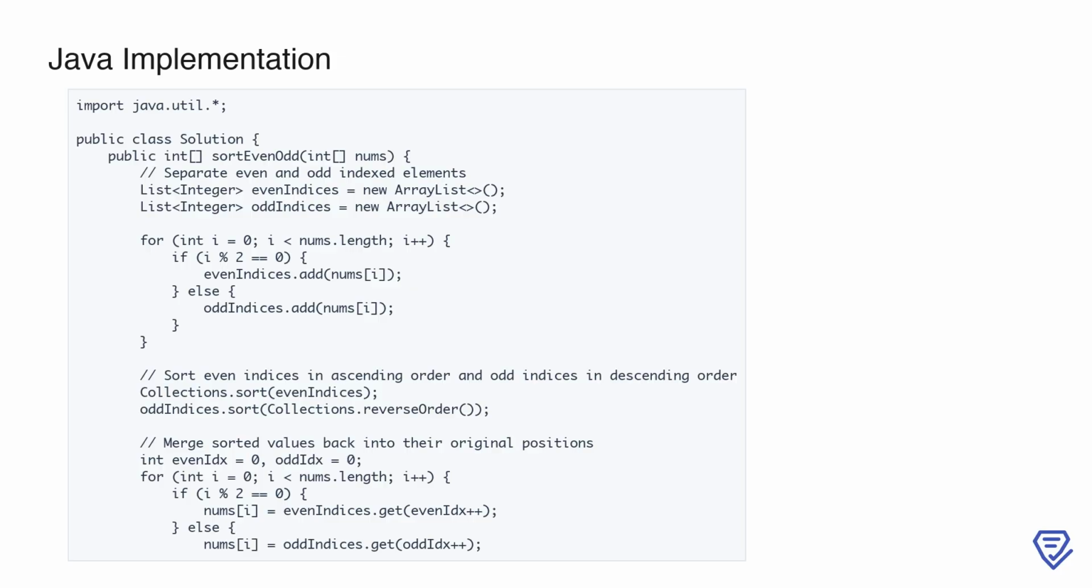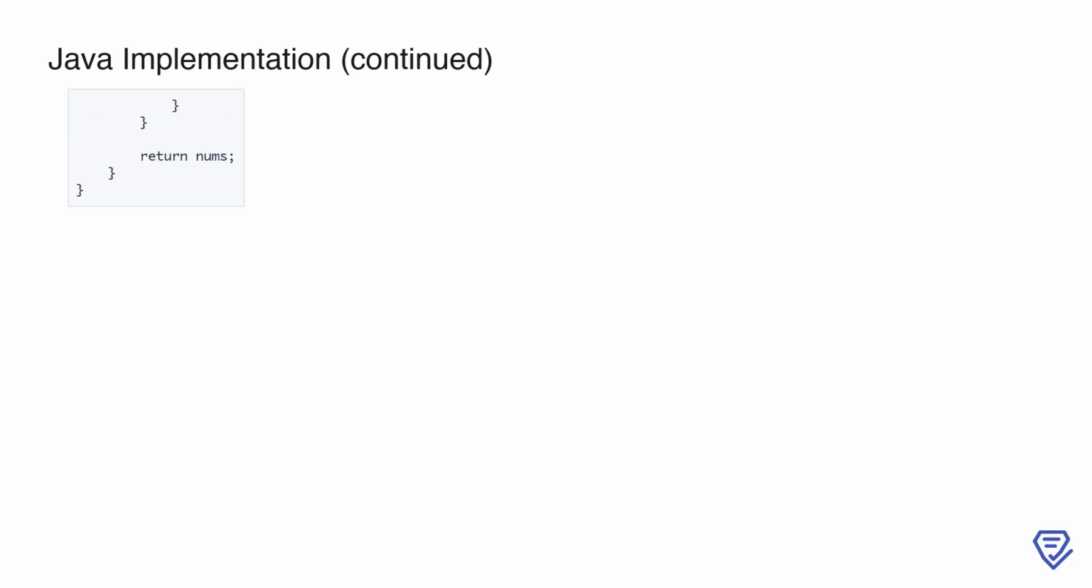In the second loop, we iterate through the array nums again. If the current index is even, we take the next value from even indices and assign it to the current position in the array, incrementing the even_idx pointer afterward. If the current index is odd, we take the next value from odd indices and place it back into the array, incrementing the odd_idx pointer. This ensures that the elements from the sorted lists are placed back into their correct positions based on the original index parity.